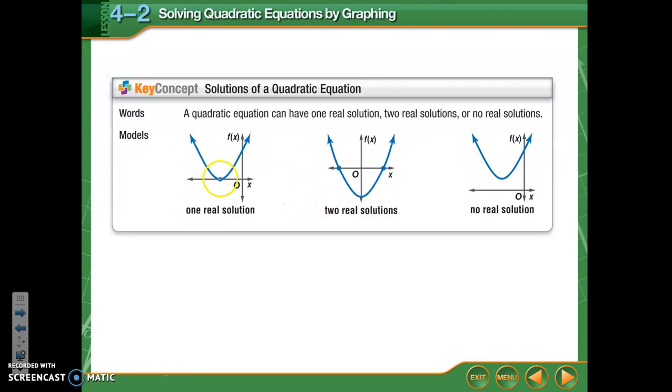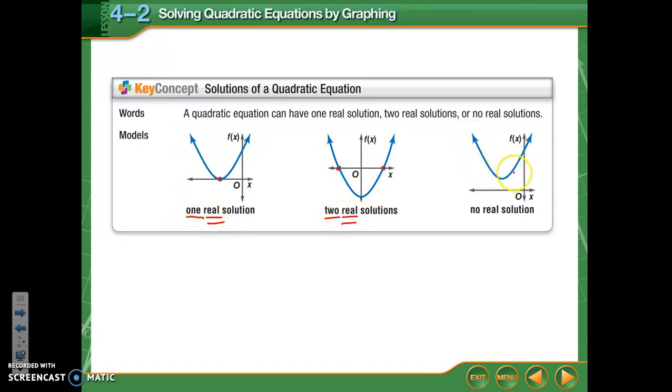If my parabola touches the x-axis at only one point, meaning that its vertex is on the x-axis, the x-intercept is the vertex, then I have one real solution, because remember, the solution is where it crosses the x-axis. It's the zero, it's the root. If my parabola crosses the x-axis twice, which is the most normal situation, because of the curved shape of the parabola, I have two real solutions. So if it crosses the x-axis, my solutions are real numbers.